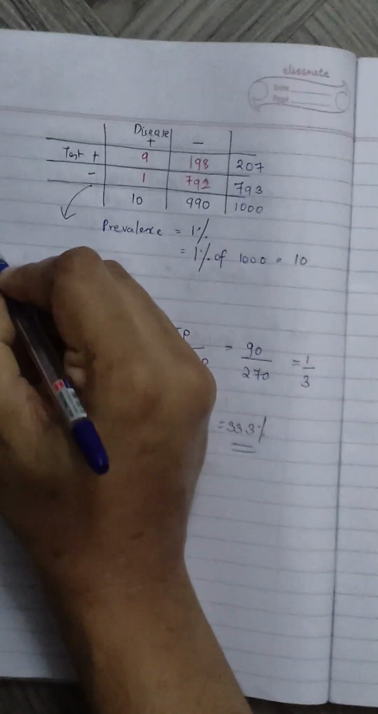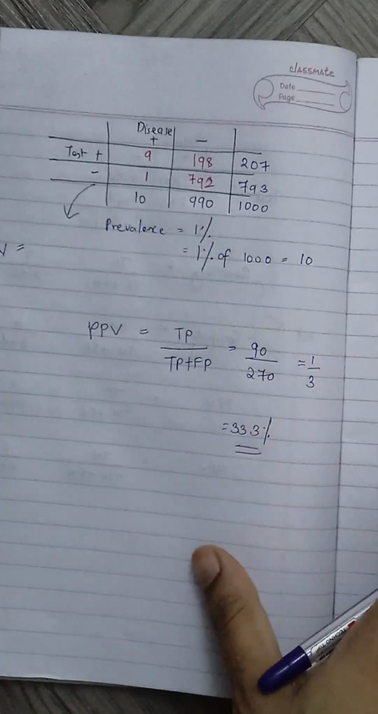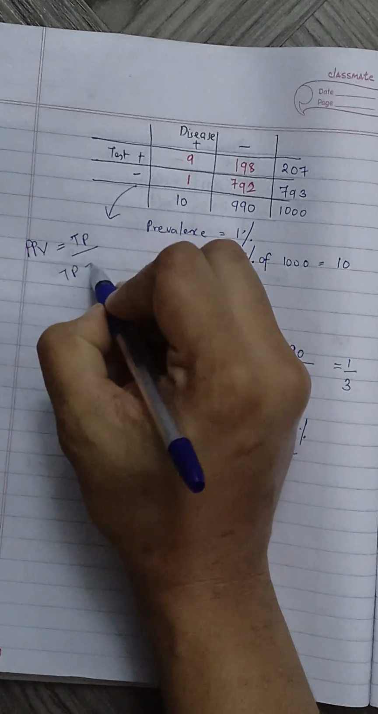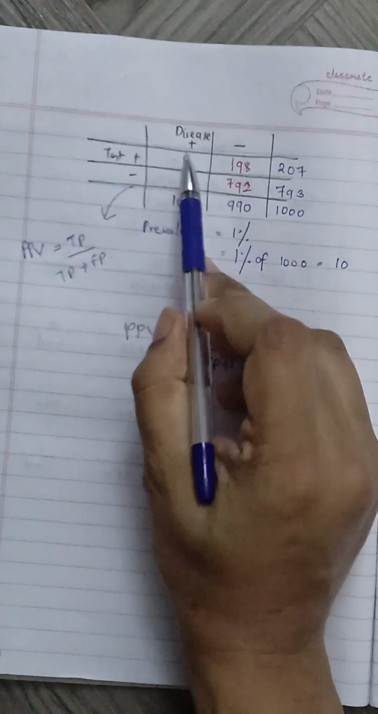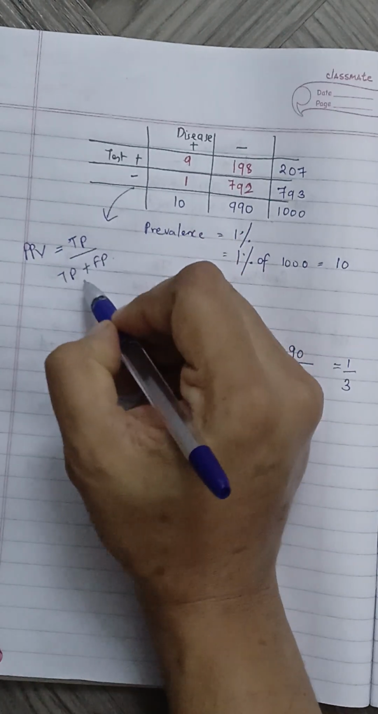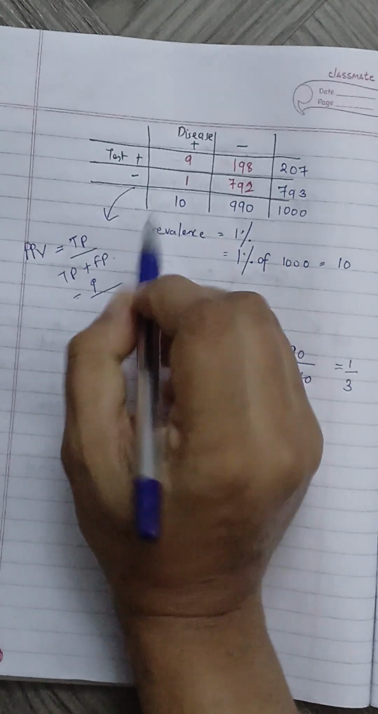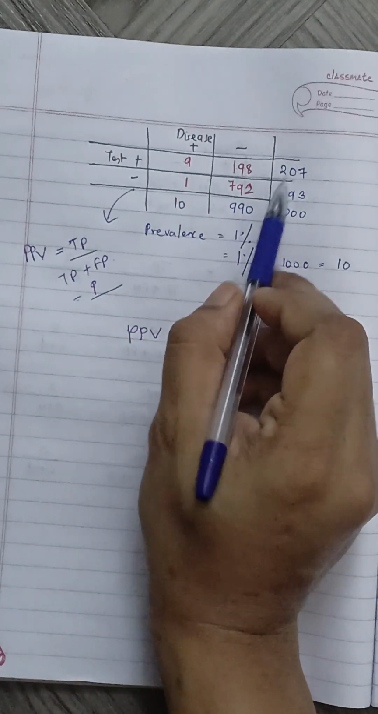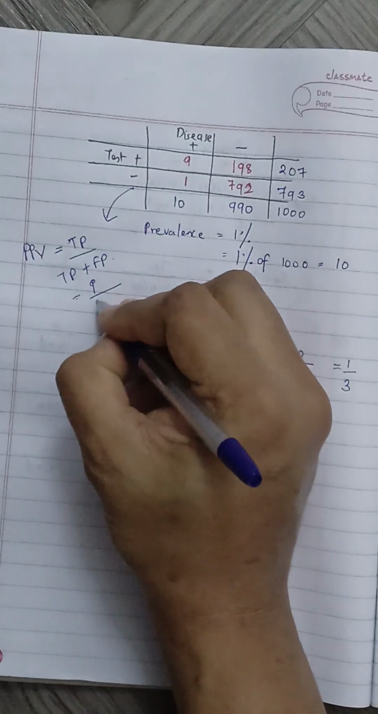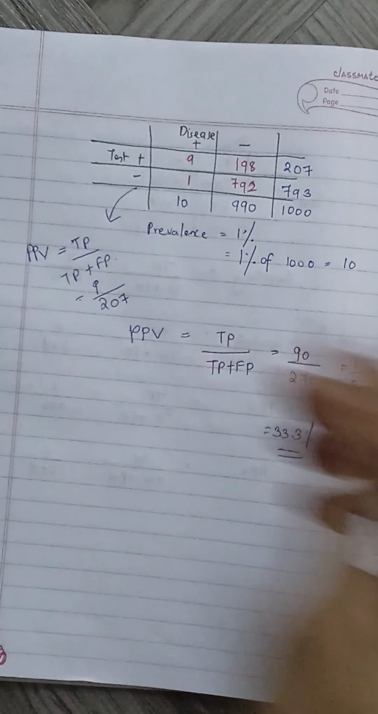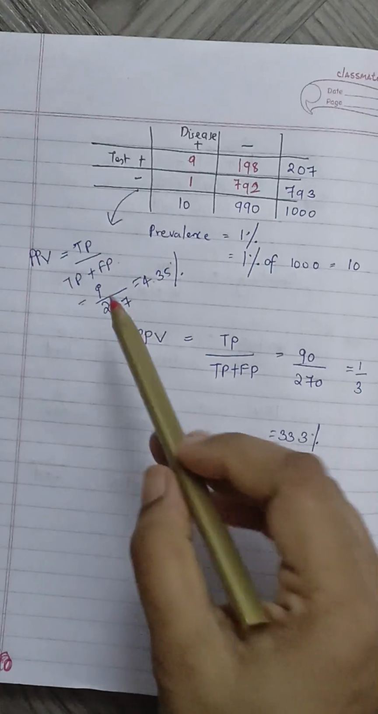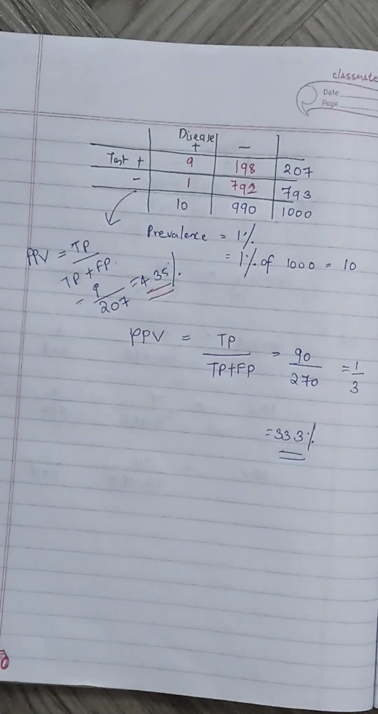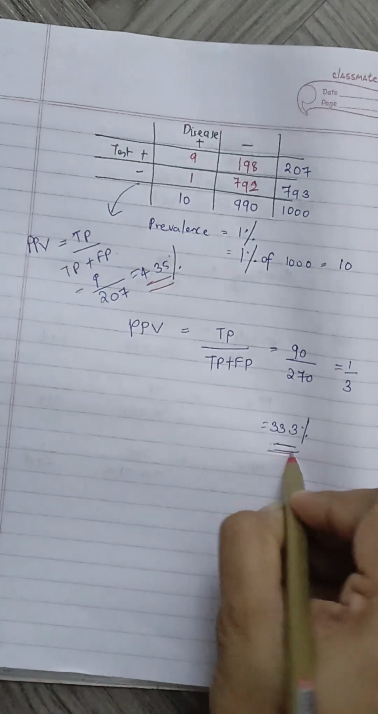So from this new table, new positive predictive value will be what? It's true positive over total number of positives, that is true positive plus false positive. So what is your true positive here? This one, that is 9. And what is your false positive? That is here 198. 198 plus 9, that becomes total number of tests becoming positive, that is 207. So when we substitute and calculate, we get the new positive predictive value as 4.35%. Earlier we know it is 33.3%.